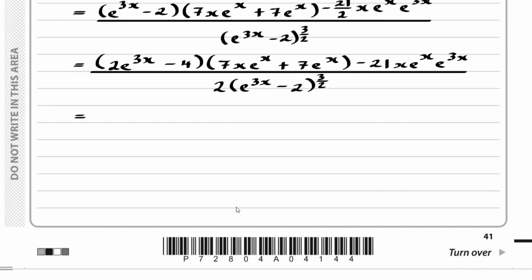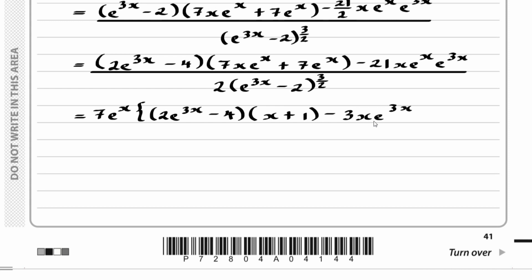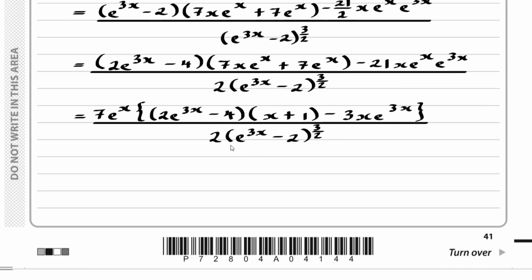So let's simplify this even further. If I factorise out a 7e^x from each term, then inside the bracket I've got this 2e^(3x) - 4, and then inside this bracket I'd have x + 1. And notice if I multiply 7e^x by x + 1, I get 7x e^x + 7e^x. And then I subtract 3x e^(3x), because 7e^x multiplied by 3x e^(3x) gives 21x e^x e^(3x). And then I divide this by 2 multiplied by (e^(3x) - 2) to the power of 3/2.